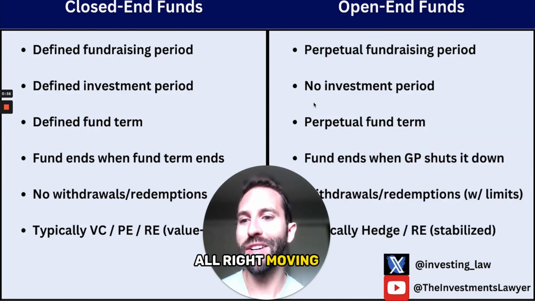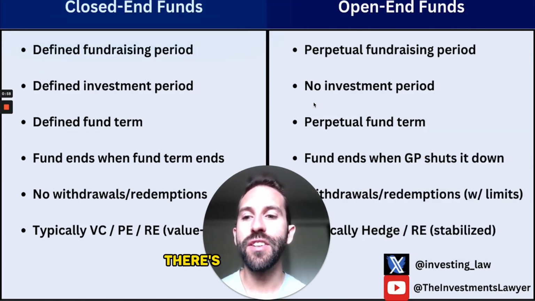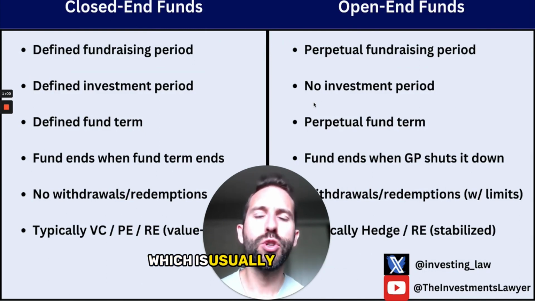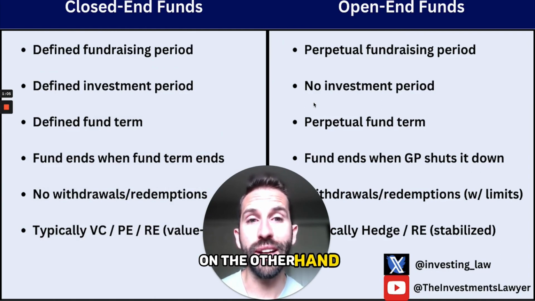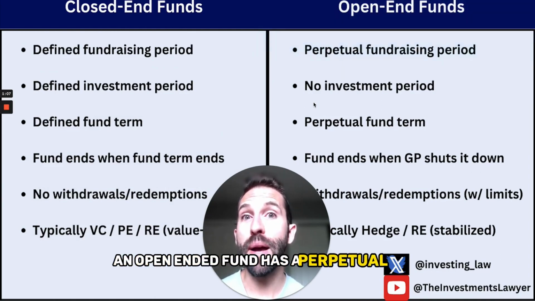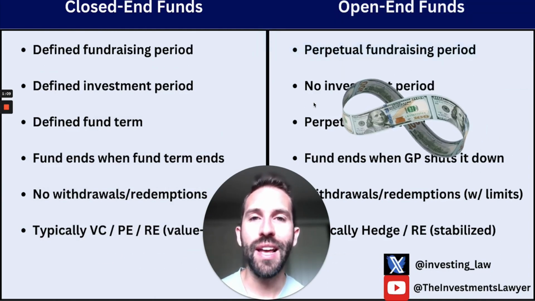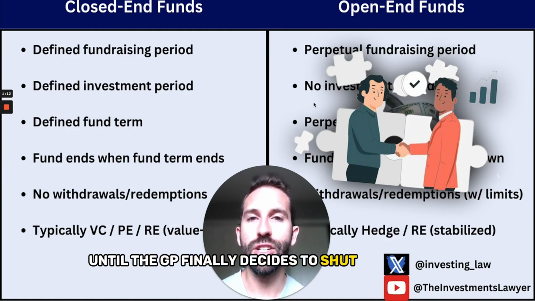All right, moving on. In a closed-end fund, there's a defined fund term, which is usually about 10 years. So after 10 years, the fund shuts down. On the other hand, an open-ended fund has a perpetual term, so it can last forever until the GP finally decides to shut it down.